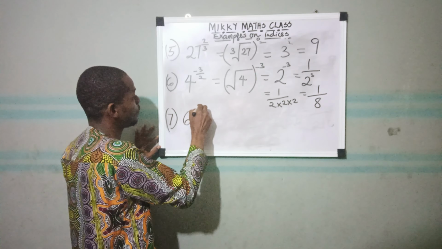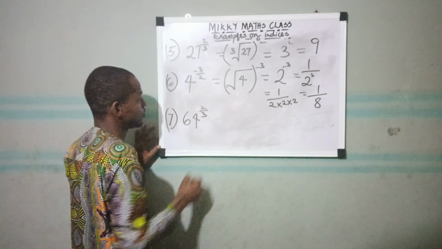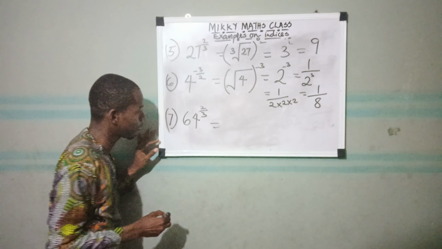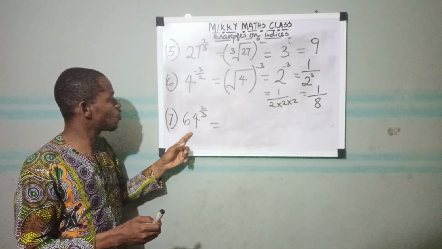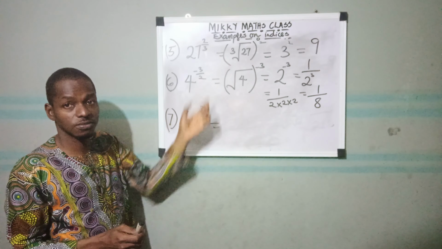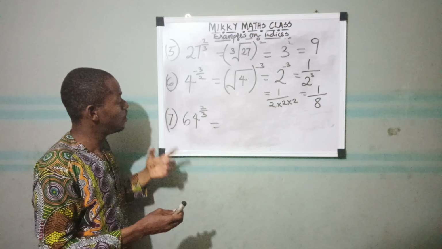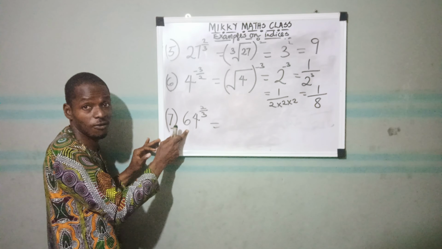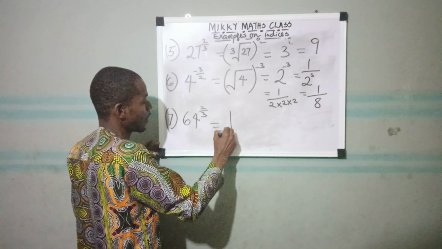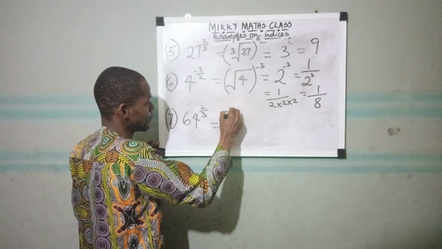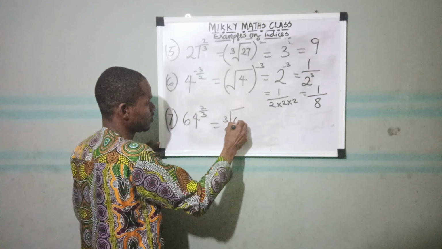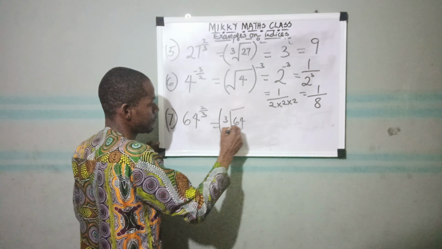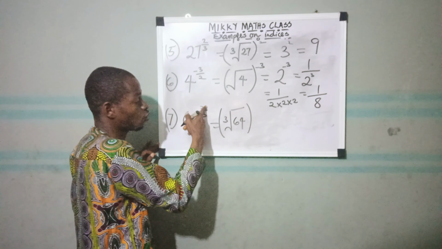64 raised to the power of 2 over 3. Now, this one is the same thing as this. They are almost similar. What do we do here? We take the cube root of 64. Then square it.